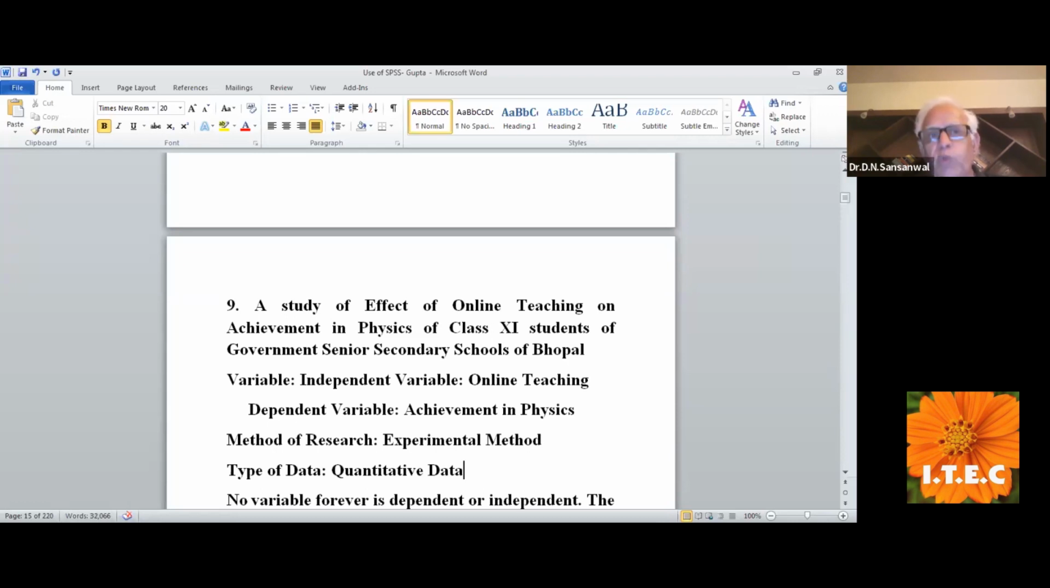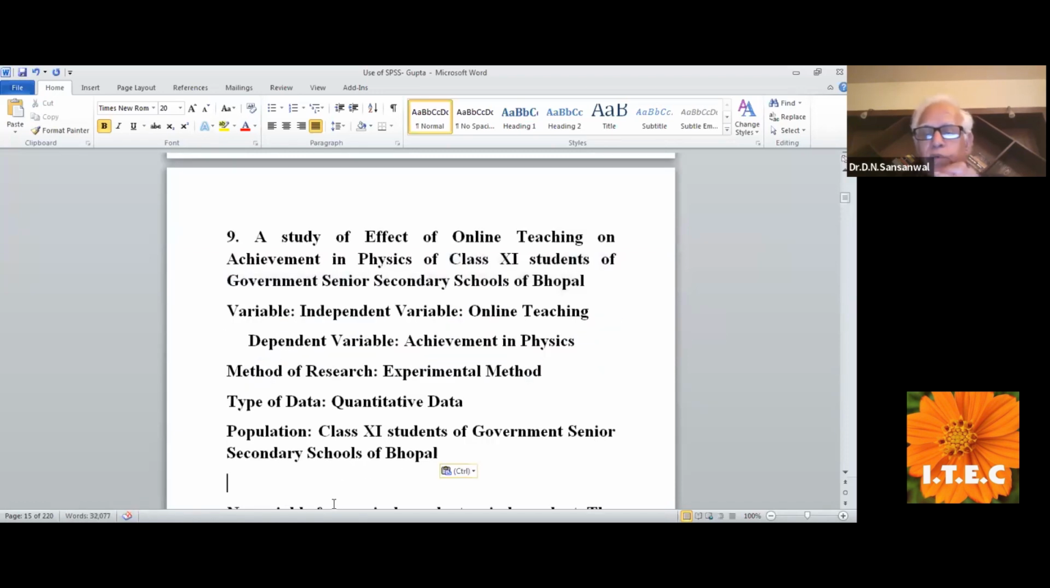So therefore, if you have an appropriate title, then you should be able to know your population here: class 11th students of Government Senior Secondary School, Sabhapur. So this is the information you will get if your title is appropriate. So I have written 2 titles for survey research, 1 title for experimental research. Will you like me to write the title for historical research and philosophical research?